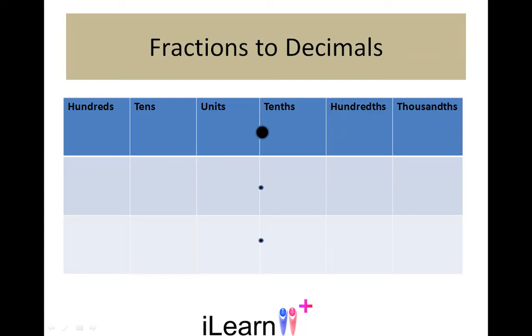Let's try a couple more. Using the grid, what is 1 2/10 as a decimal? 1 2/10. Put the 1 in the units column and the 2 in the tenths column. 1 2/10 is 1.2.